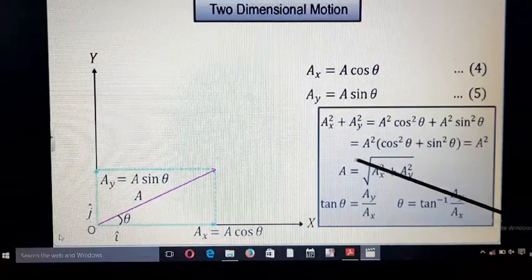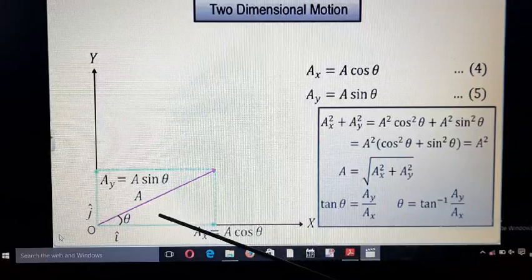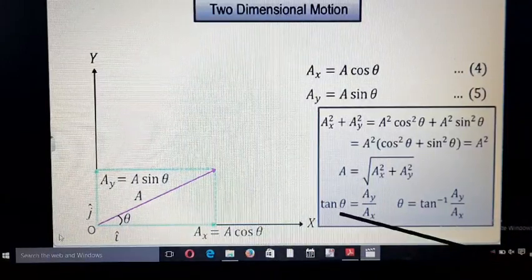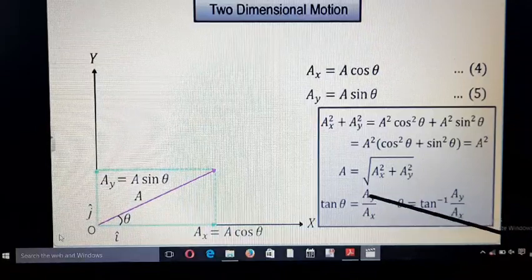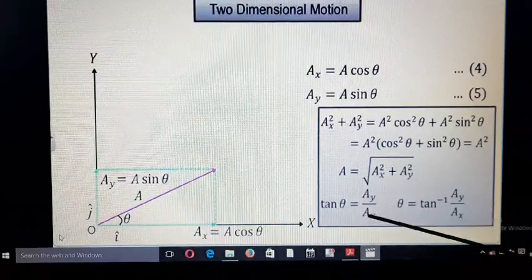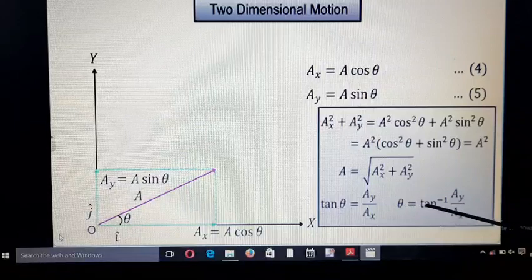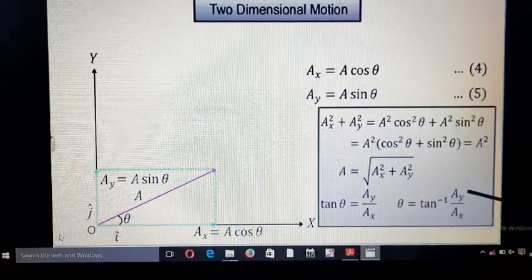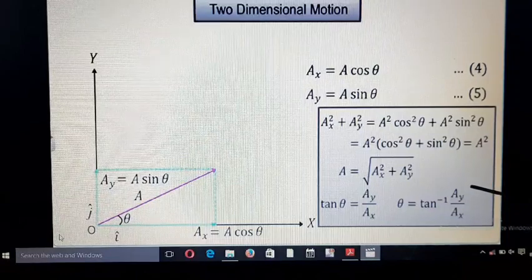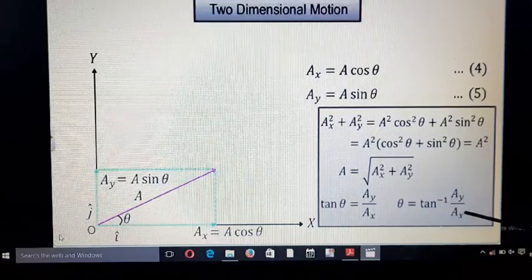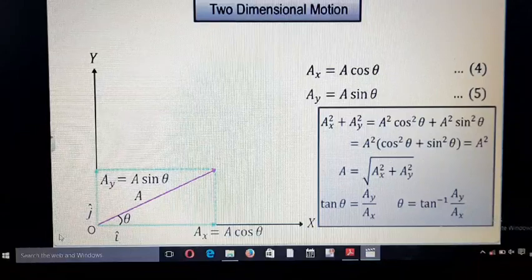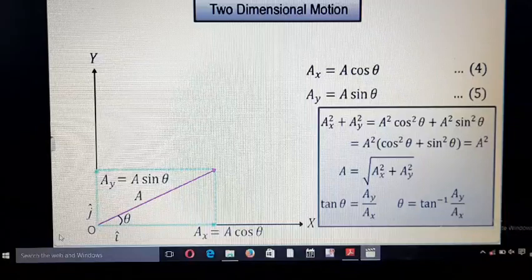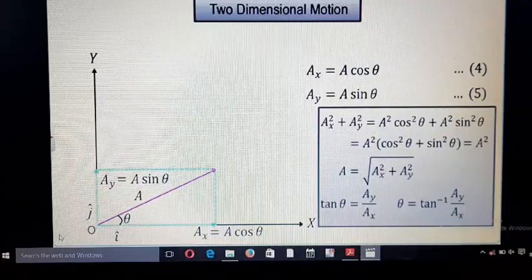Suppose now we want to find out the angle between the x-axis and vector A. So tan theta is equal to Ay upon Ax. So theta is equal to, we can write down, tan inverse Ay upon Ax. Meaning Ay is the y component of vector A and Ax is the x component of vector A. With the help of this formula, we can find out the angle between the x-axis and vector A.